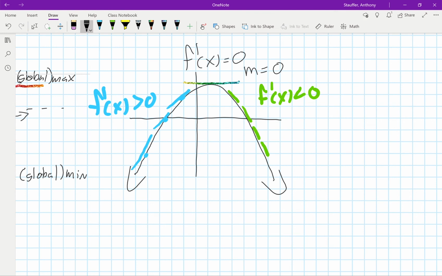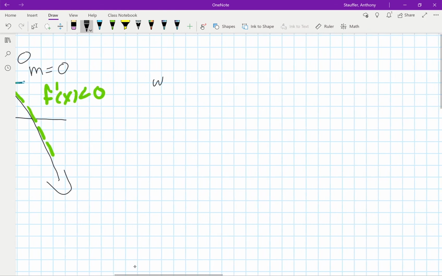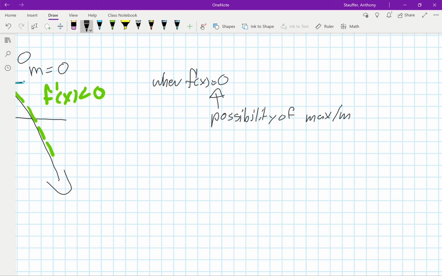So what does that mean about f prime at x? Well, it means that when f prime at x equals 0, there's a possibility of a max or a min. Now, it could be a local or a global. We will talk more about that later. But the main thing to get out of this is when f prime at x equals 0, there's a possibility of a minimum or a maximum at that point.